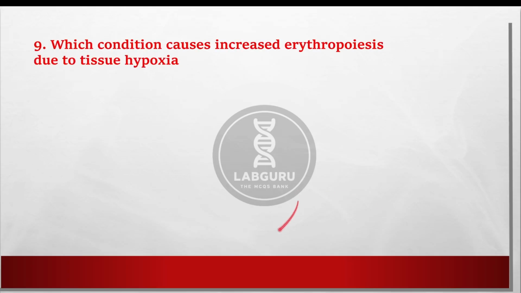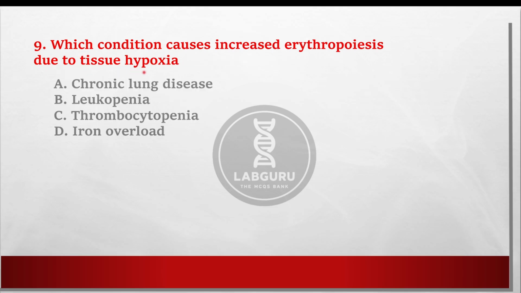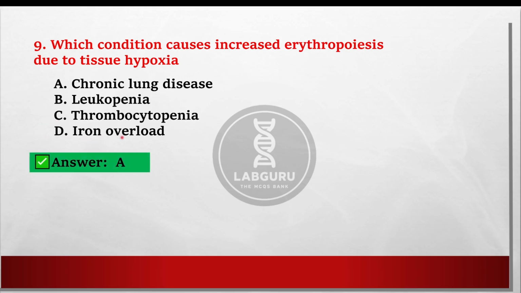Question number 9 is, which condition causes increased erythropoiesis due to tissue hypoxia? The options are option A, chronic lung disease, option B, leukopenia, option C, thrombocytopenia, and option D is iron overload. So here the right answer is option A, because due to the chronic lung disease there will be less oxygen transfer and this leads to a sustained low oxygen level.